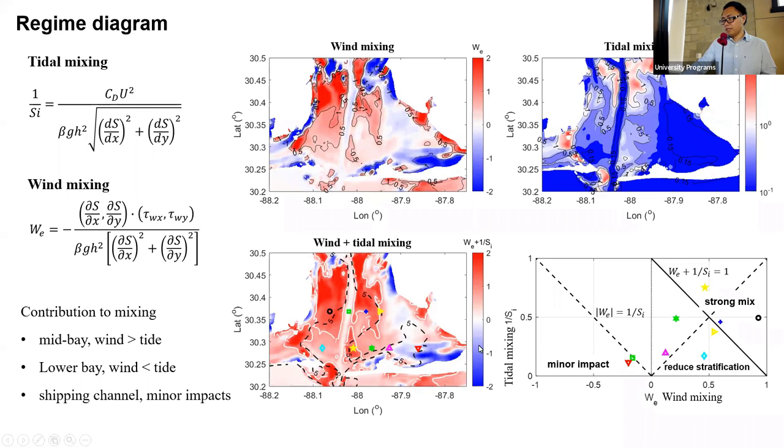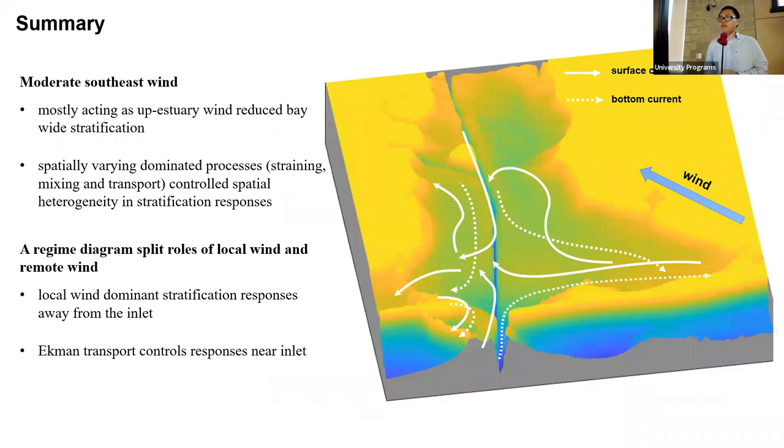So we can see in the mid part of the bay, the wind contributes the mixing. While in the shipping channel, right here in the middle, and the intracoastal waterway, these two points are very small for both tide mixing and wind mixing. That means wind and tide had no effect over there. So finally, let's have a quick summary for the wind effects.